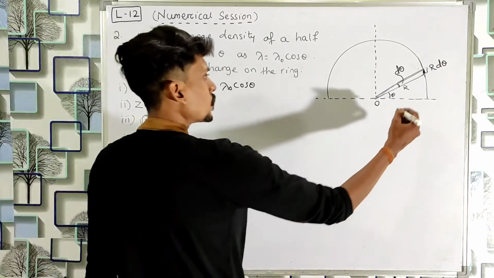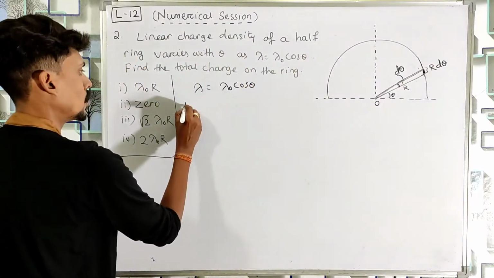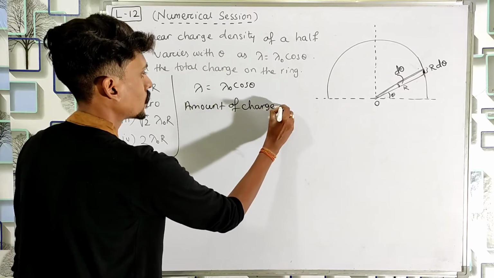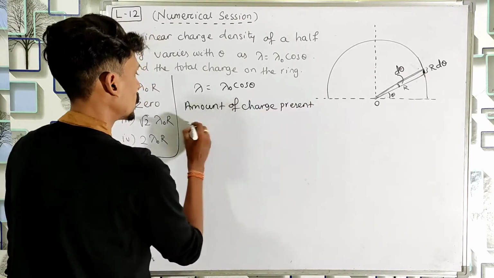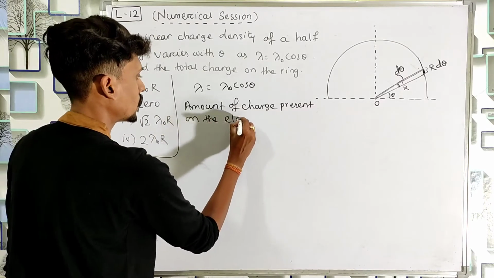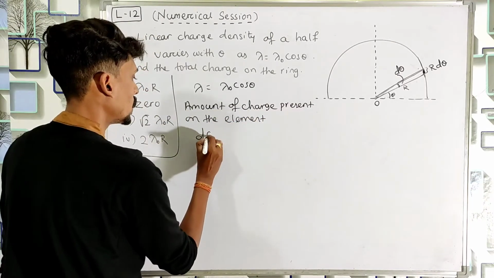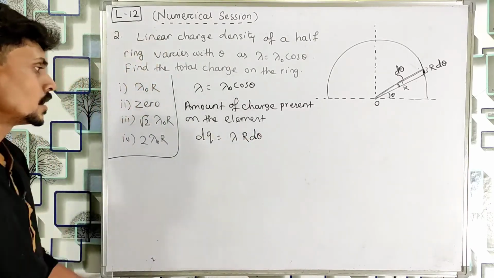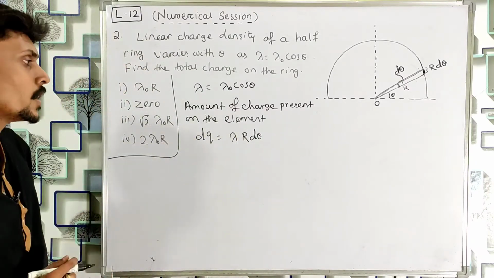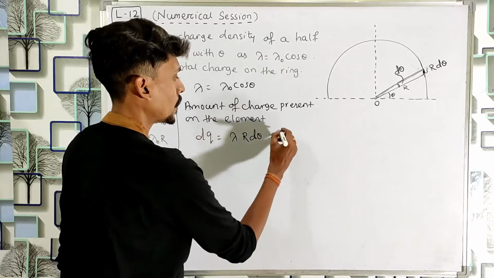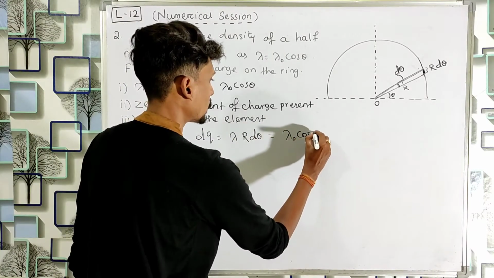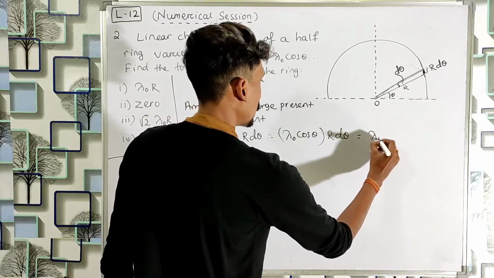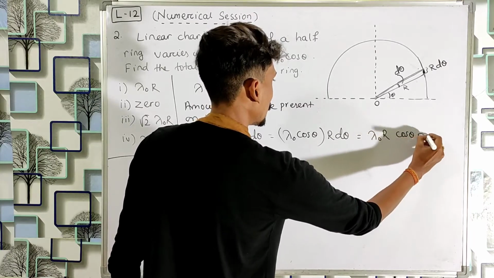Now tell me, what will be the amount of charge present on the element? dq is equal to lambda into r d theta, the linear charge density into the thickness of the element. And what is lambda? Lambda is lambda naught cos theta, and then we have to multiply r d theta. That is equal to lambda naught into r cos theta d theta.